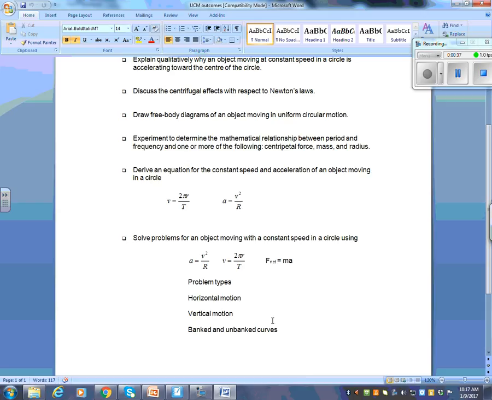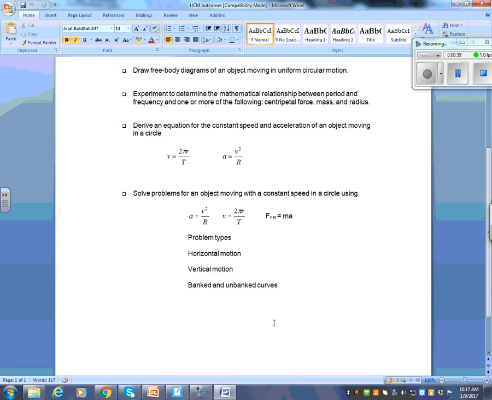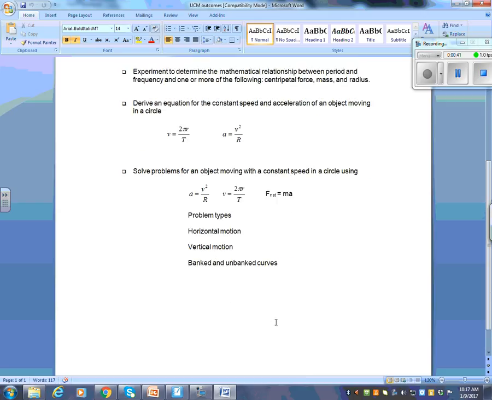Do you guys have problem types on the bottom? No, there's an empty space. Okay, so apparently you don't have the numbers. Oh, it's on the back? Oh, yeah. Okay, so there is horizontal circular motion, there is vertical circular motion, and then there are banked and unbanked curves. You can take that to the bank.